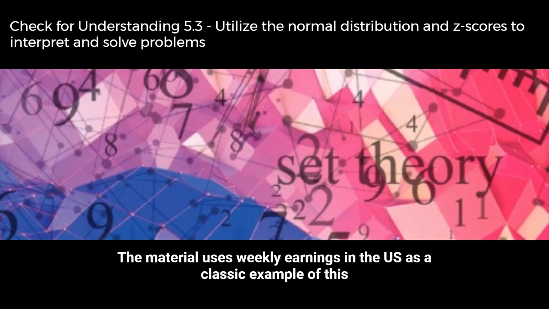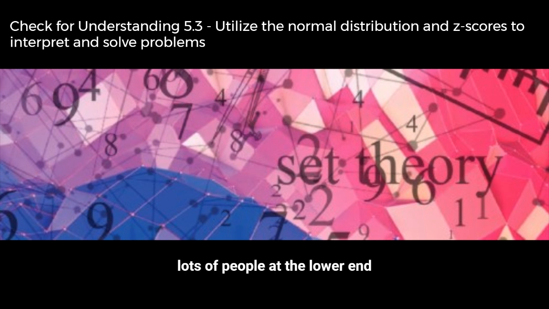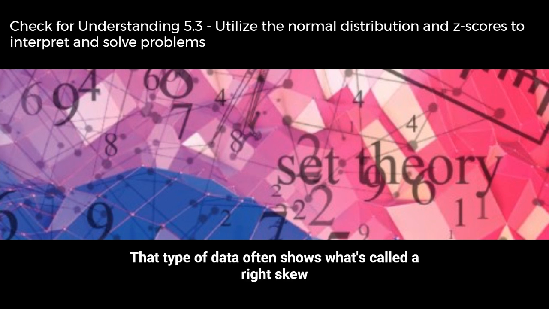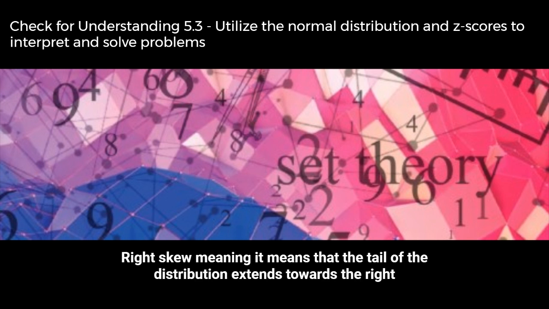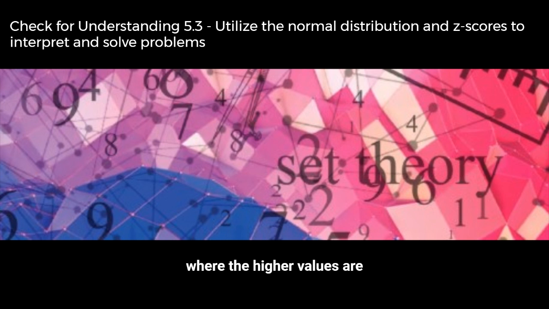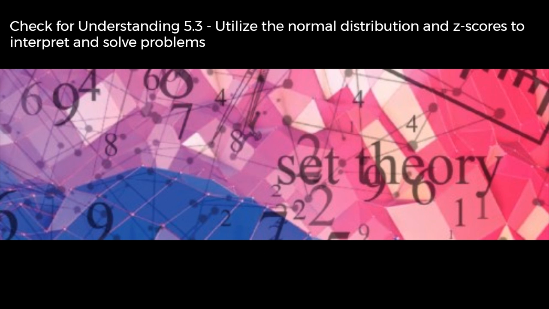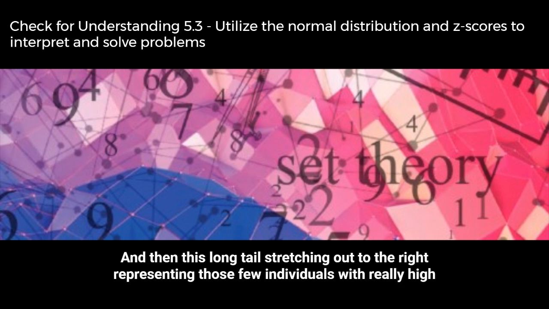The material uses weekly earnings in the U.S. as a classic example of this. I get it, earnings, lots of people at the lower end, a few people making a ton of money. I can see how that wouldn't be perfectly symmetrical. Exactly. That type of data often shows what's called a right skew. Right skew, meaning? It means that the tail of the distribution extends towards the right, where the higher values are. On a graph, you see that big hump of people earning lower amounts, and then this long tail stretching out to the right, representing those few individuals with really high incomes.